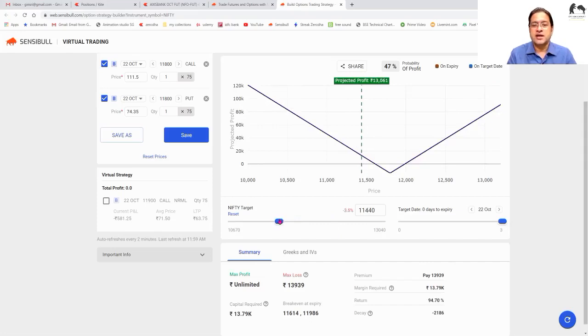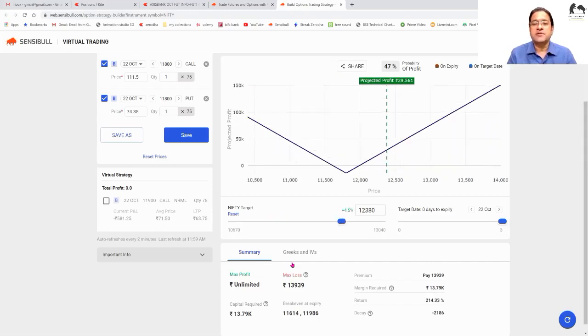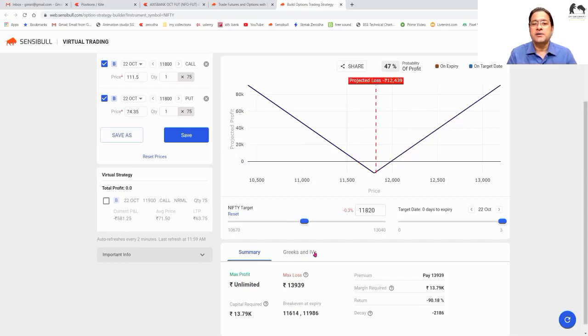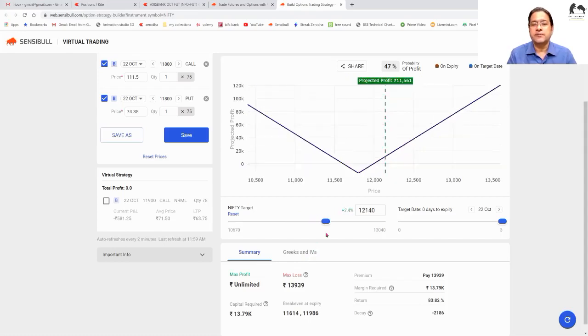This is where it shows 11,440 to recover your premium on either side. On the upside, to recover a similar kind of money, you need movement up to about, it should be more than 12,200 points, so about 12,200 points.